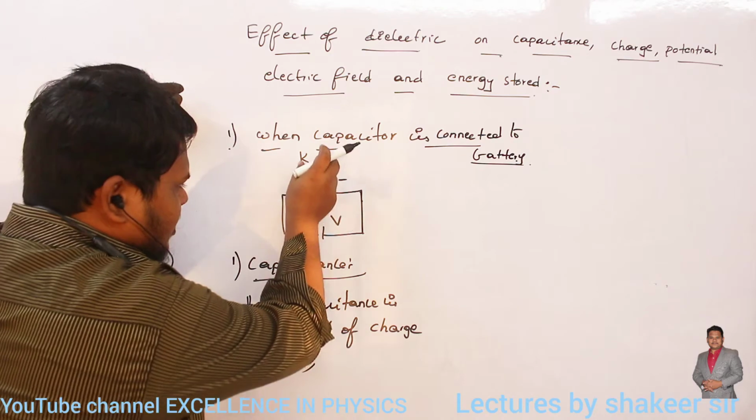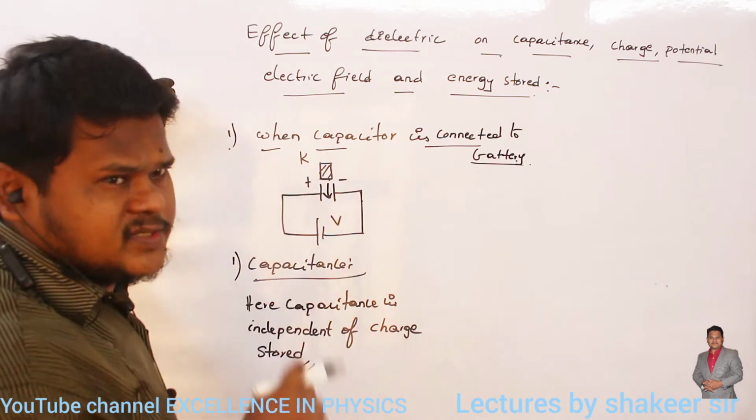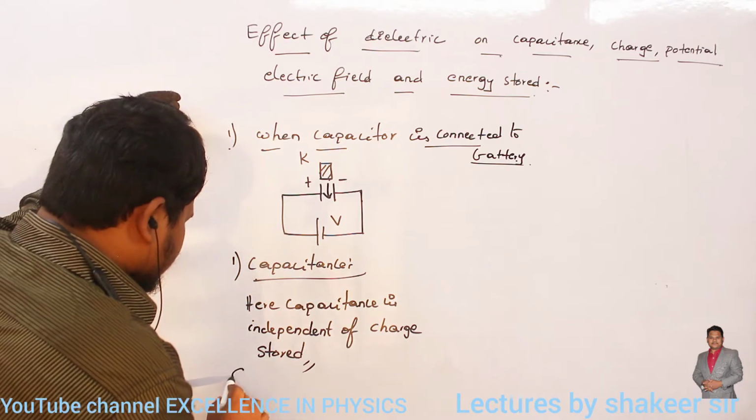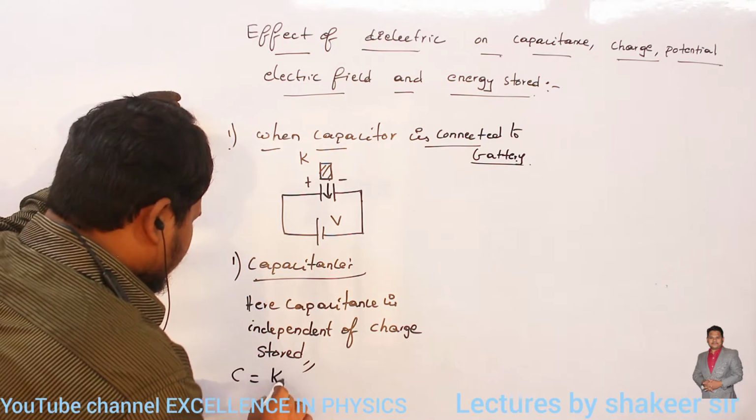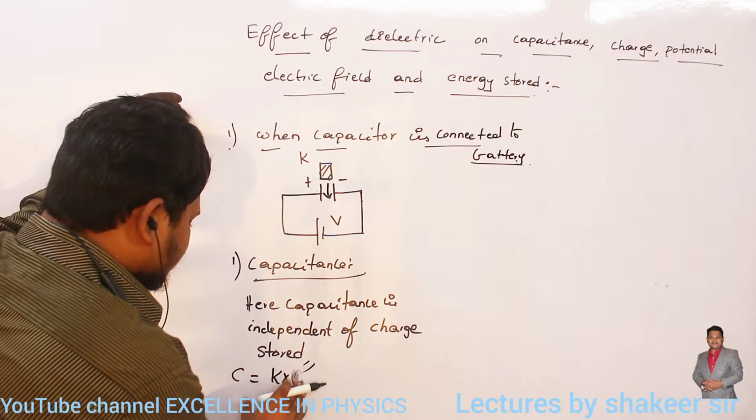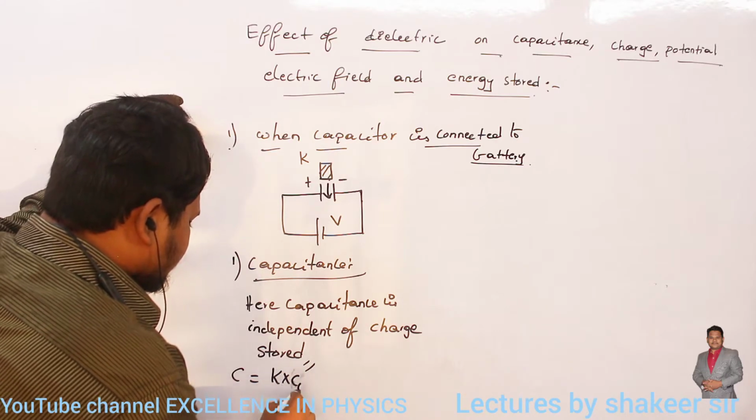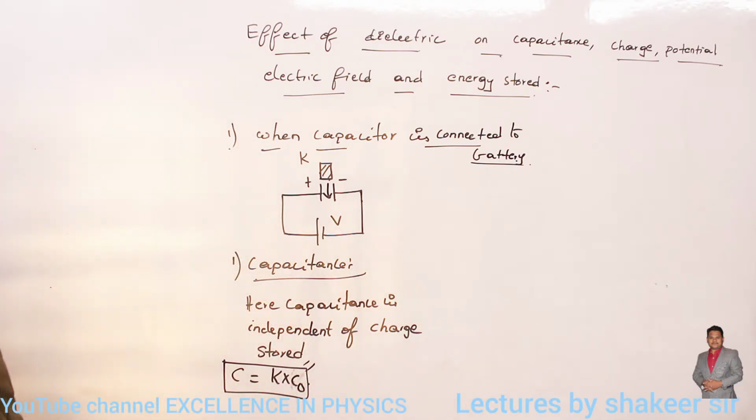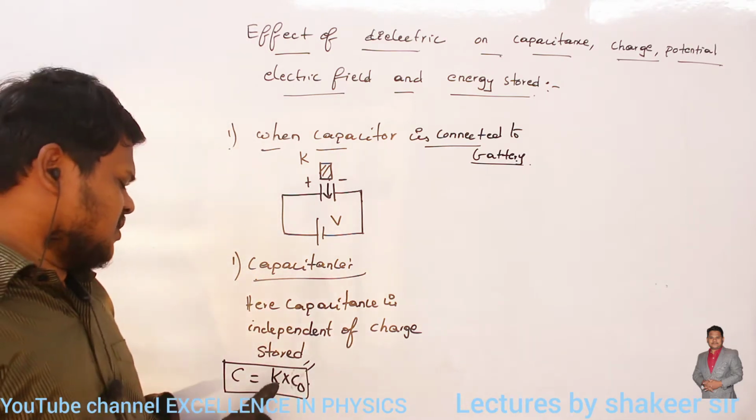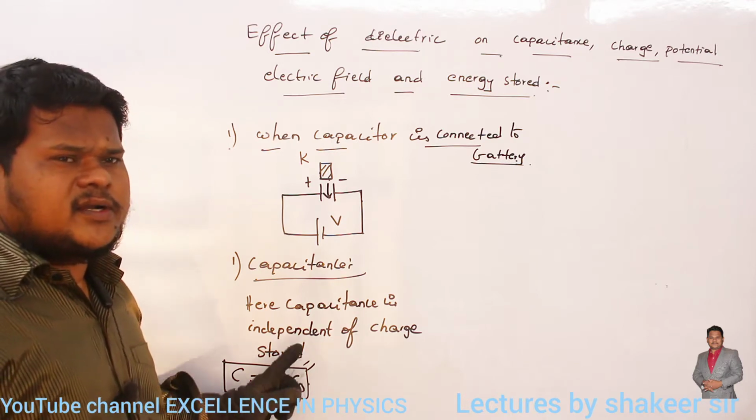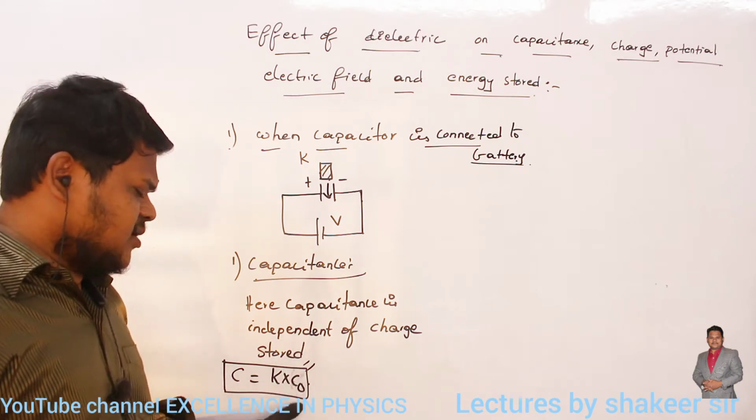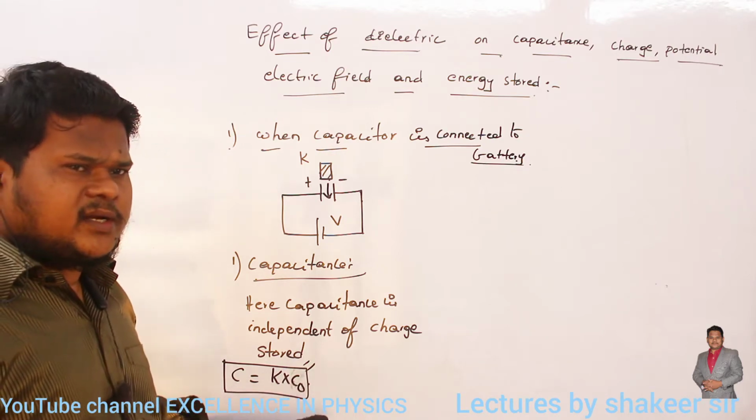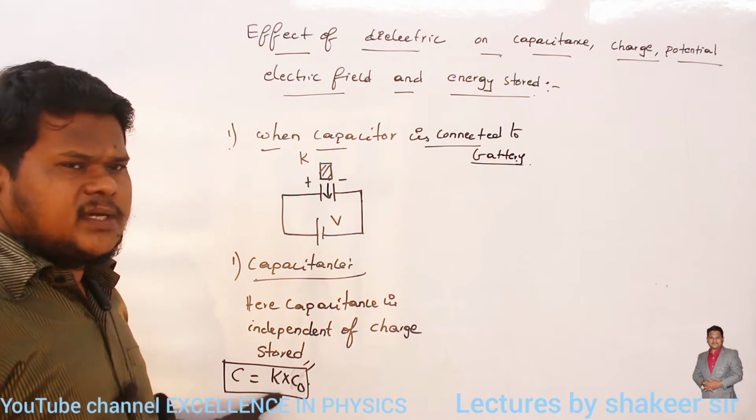if a dielectric completely fills the gap between the plates of the capacitor, then what is the total equivalent capacitance? It is C = K C naught. What is the meaning of this? What is C naught? C naught is called the initial capacitance. So capacitance has increased by how many times? Capacitance has increased by K times.